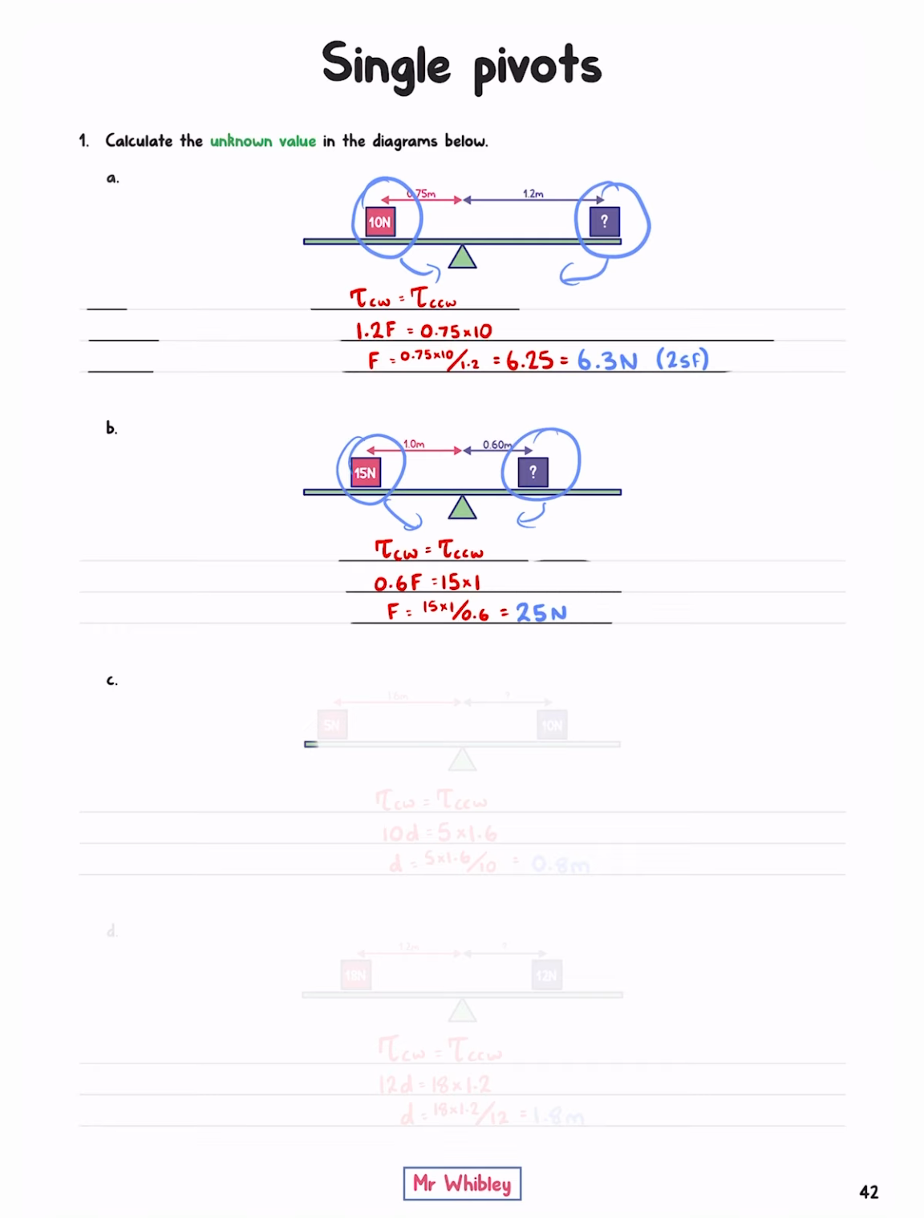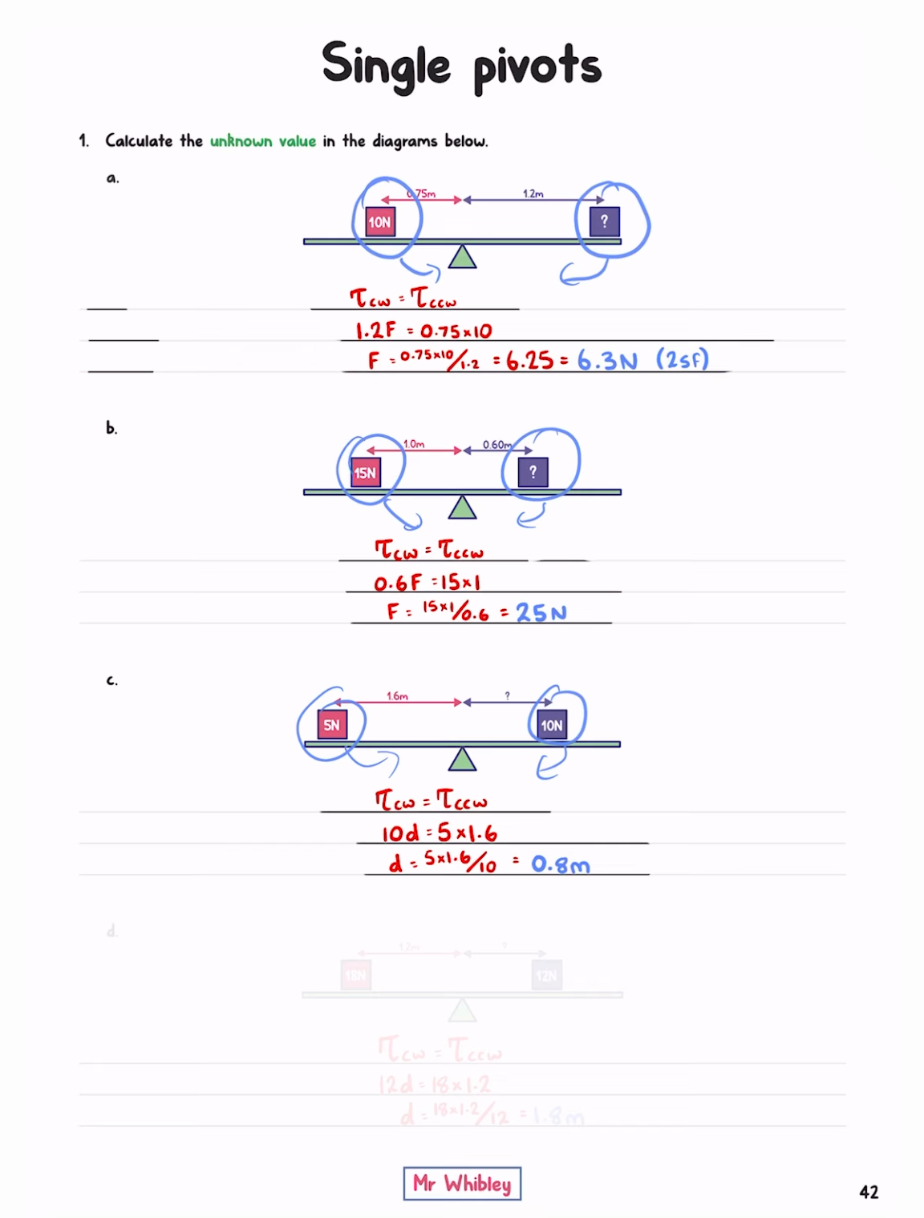For part C, we have our same plank balanced on our pivot, a 5 Newton mass on one side, a distance of 1.6 meters from the pivot, and a 10 Newton mass on the other side, which is an unknown distance. Once again, we know that the clockwise torque must equal the counterclockwise, where this once again is our clockwise and this is our counterclockwise. For our clockwise, we know that the force is 10, and this time we don't know the distance. On the other side, we know both the force and the distance. Rearranging this for distance by dividing both sides by 10 gives me 0.8 meters.